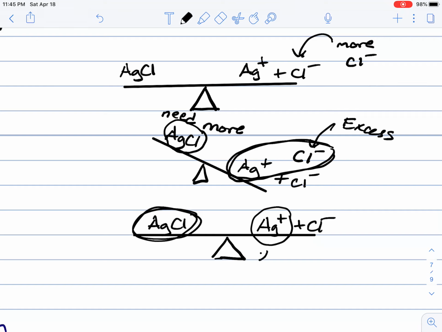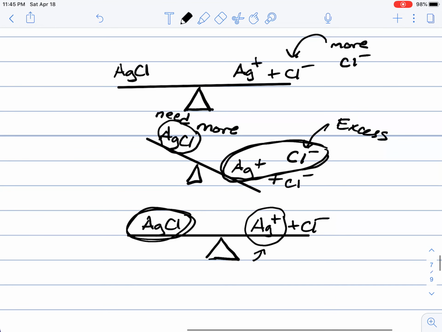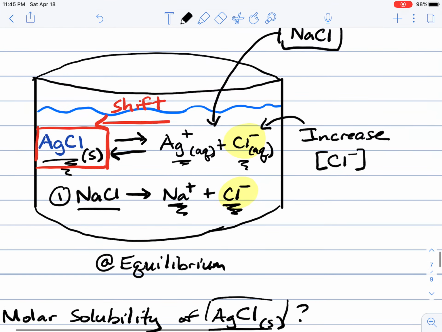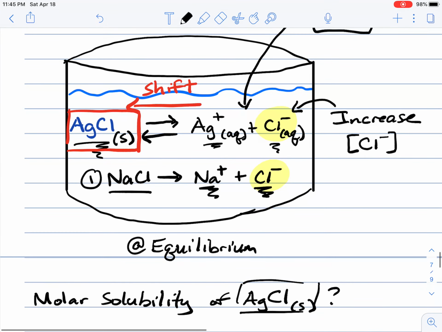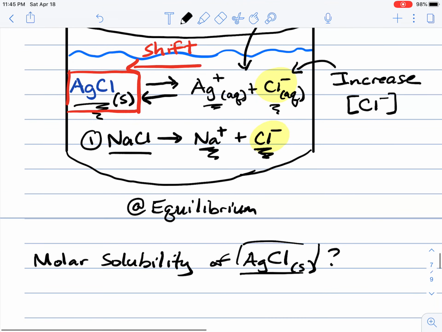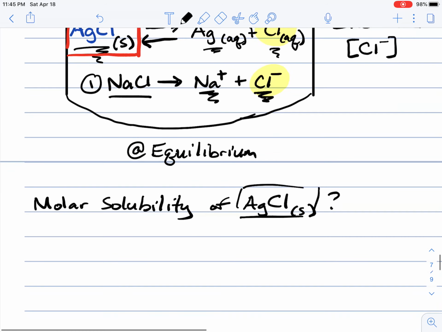But you still do have silver ion present. Its concentration is decreased due to the addition of this chloride. Okay. And so overall, there's going to be a net shift to the left. So in other words, the equilibrium is going to favor the production of more silver chloride.